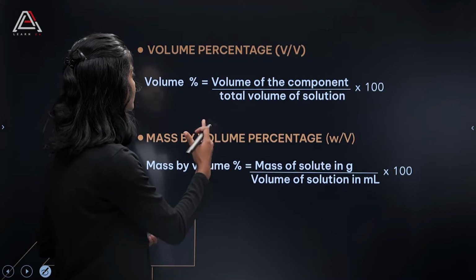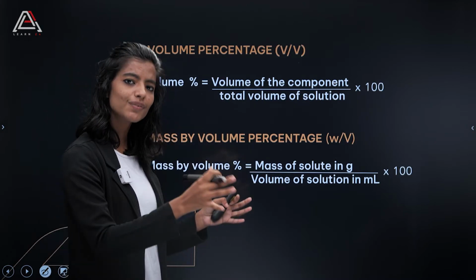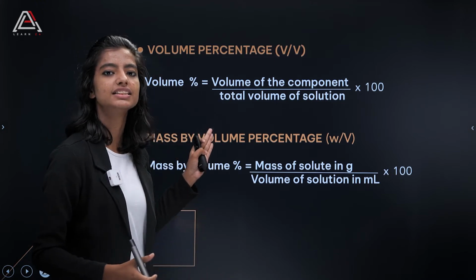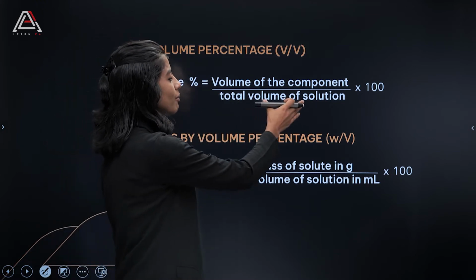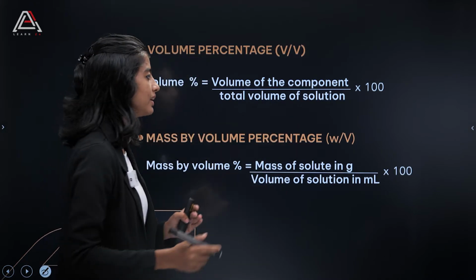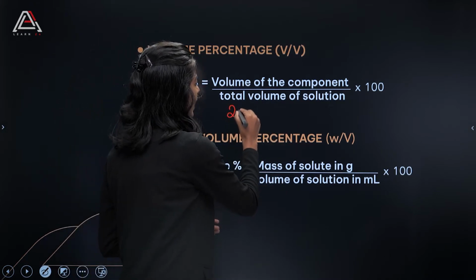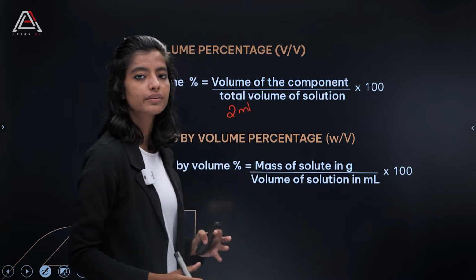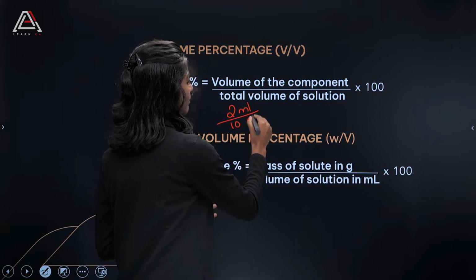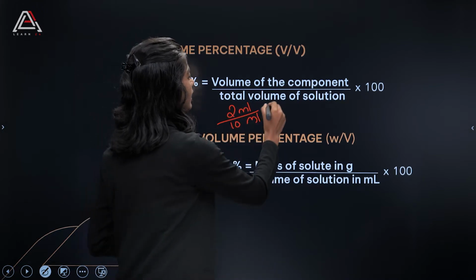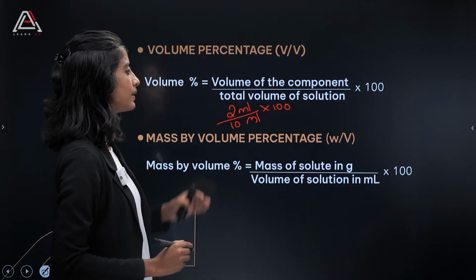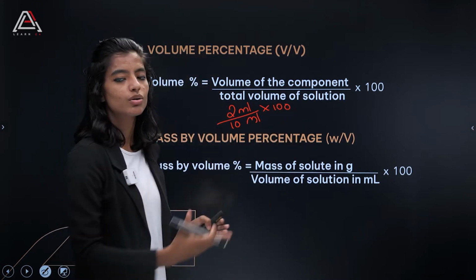Now, the next one is the volume percentage. Remove that grams and place ml. We'll get volume percentage. That is volume of the component divided by total volume of solution into 100. That means if I have 2 ml of solute in 10 ml of solution, that is 2 ml divided by 10 ml into 100. I'll get volume percentage.